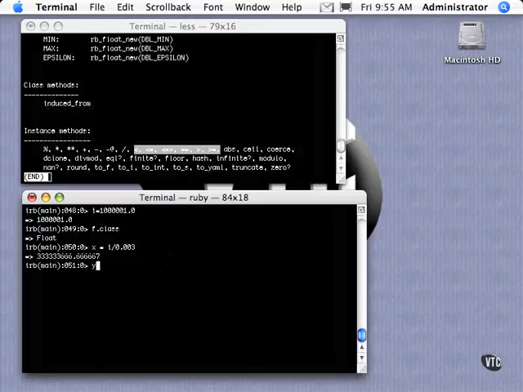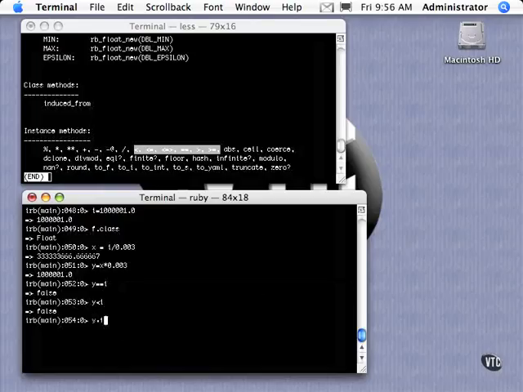So now if we say y equals x times 0.003, that's the same number that comes out. So at this point, y is this, and x looks the same, right? Well, let's compare them and see. And we come back with false. Let's see if y is less than. No. How about is it greater than? Yep, so there must be something internally going on where y is slightly greater than x.